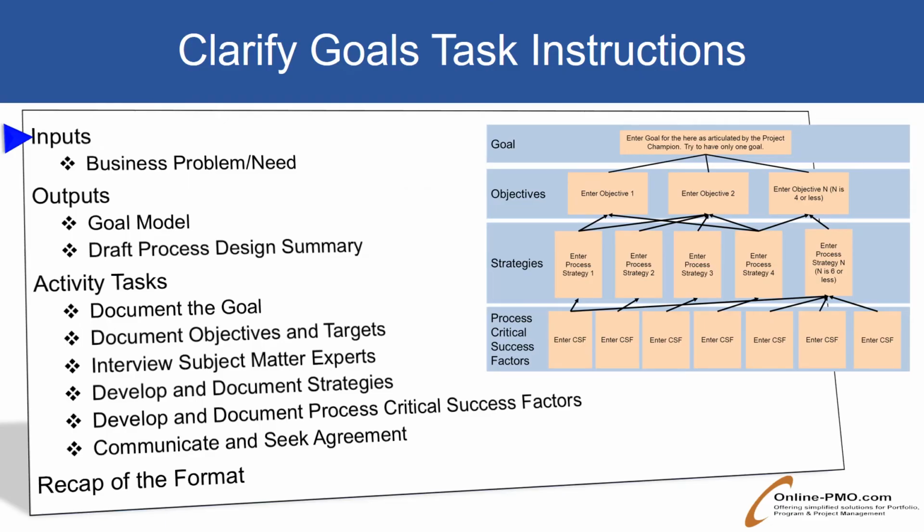There is only one input into this activity, a business problem or need. There are two outputs, a goal model and a draft process design summary. The goal model document will be used throughout portfolio, program and project management. It will drive the content and performance level of the to-be process design. It will also drive the development of the process measures model.